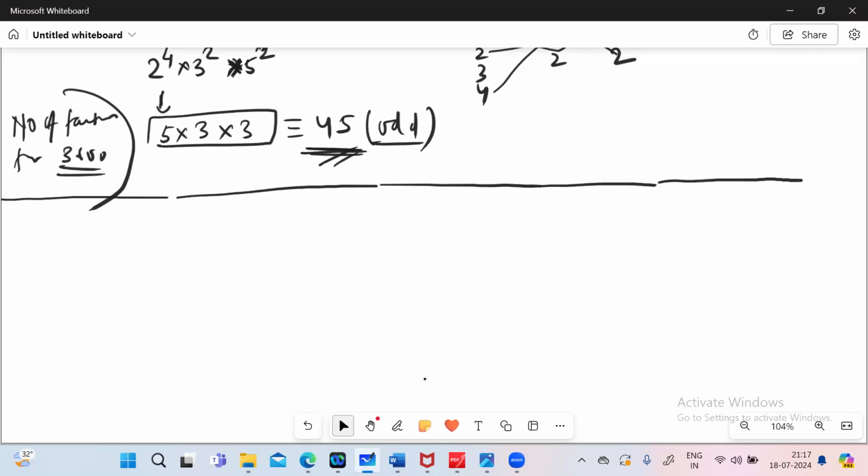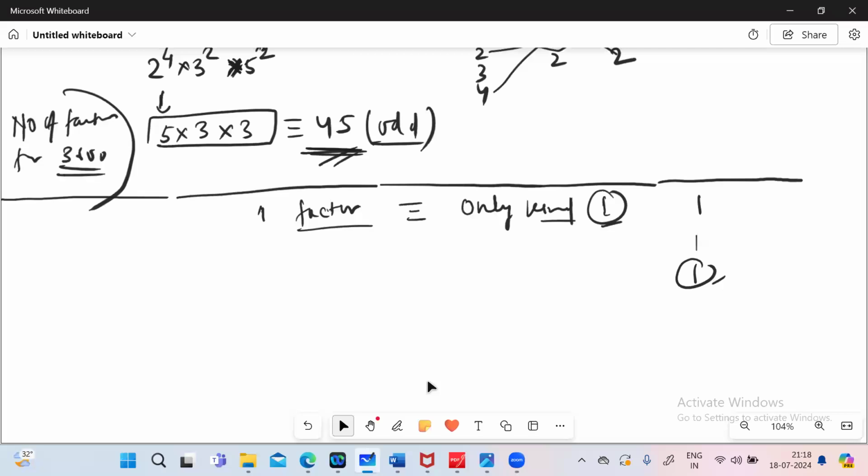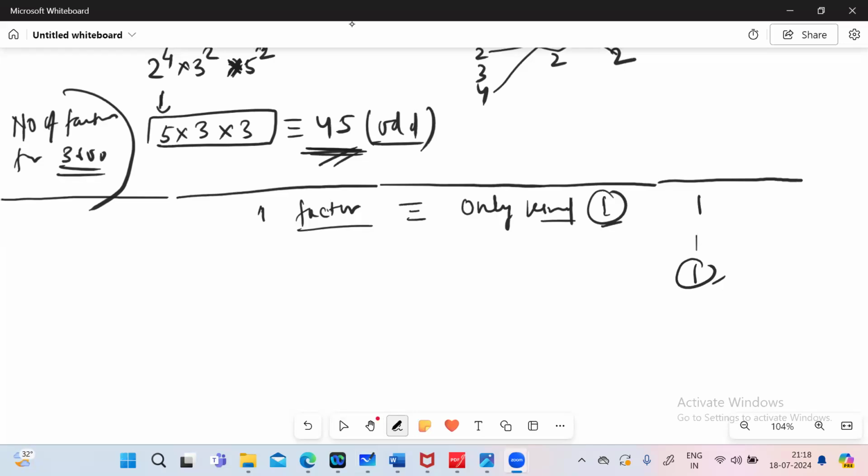So tell me, if a number has just one factor, what kind of number will that be? Prime number? Prime numbers have two factors. If a number has just one factor, what kind of number will that be? The only one is 1. Only 1 has the factor 1, which is just one factor. Are you getting my point here? Only 1 has one factor, which is 1 only.